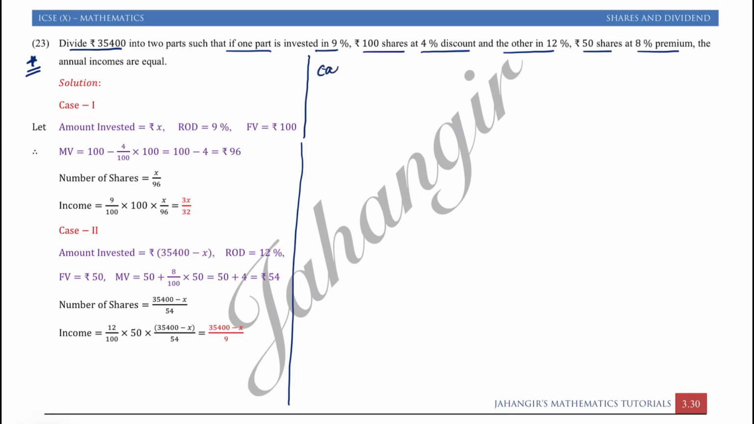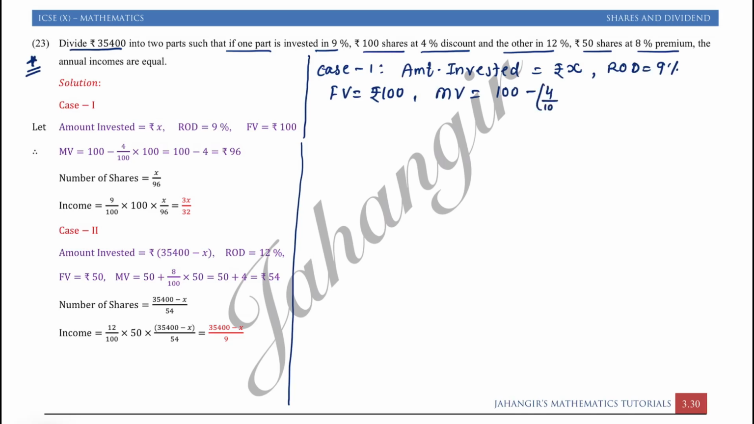So first we will write case 1. In case 1, amount invested, let's say X, because we have to divide 35,400 into two cases. So from 35,400, in one case we will keep X rupees whose ROD is 9%, face value is rupees 100 and market value we are getting at 4% discount. So 100 minus 4% of 100. Discount is always calculated on face value. So 100 minus 4, that is 96 rupees.